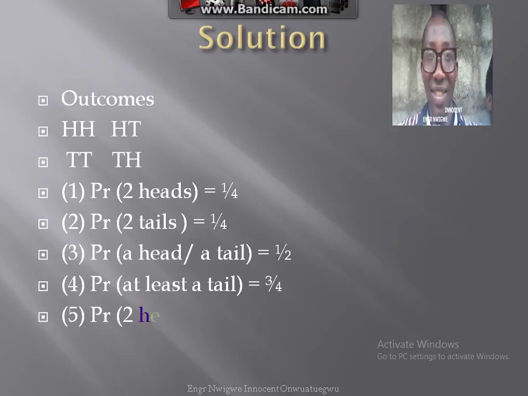5. The probability of 2 heads and a tail. The probability of 2 heads and a tail is 0, because we do not have any outcome where 2 heads and a tail appear in the same place. So the answer is 0 over 4.